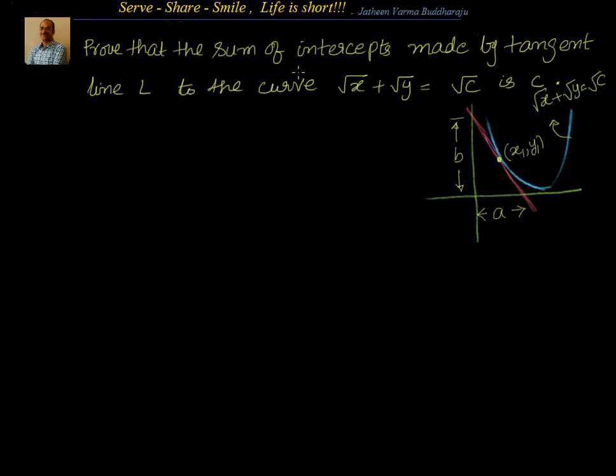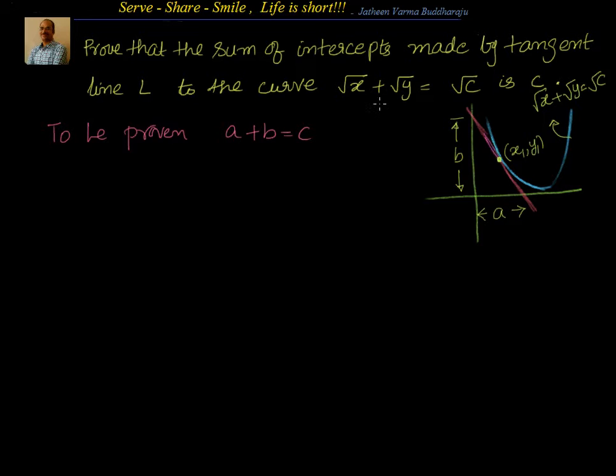What we have to prove? The sum of intercepts made by the tangent is equal to c. To be proven: a plus b equal to c. Okay. Now how we will approach this problem?